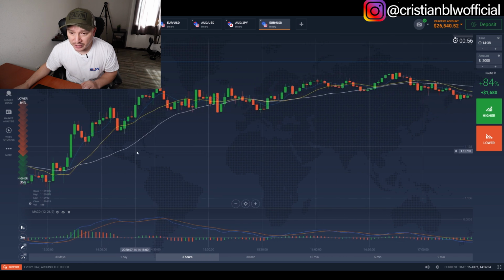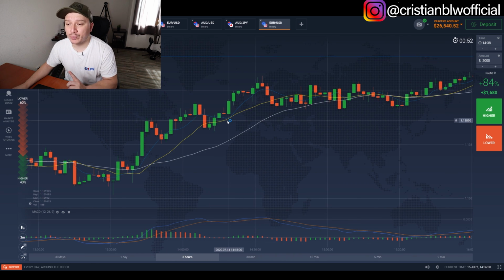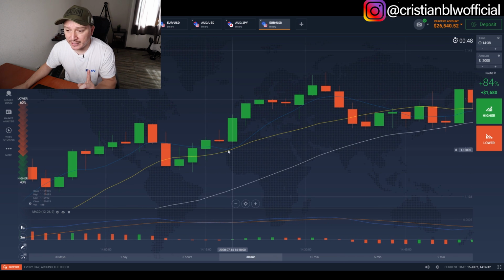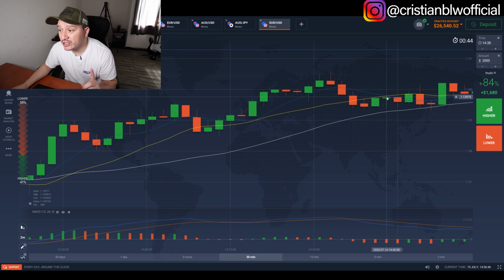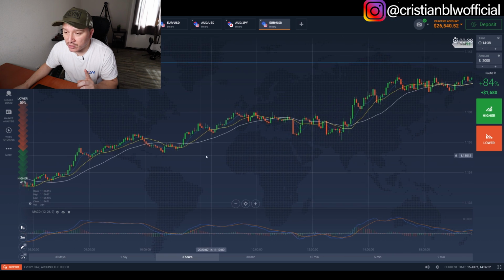Let me look for a new example in here. For example, over here, this is an uptrend. And take a look at this. It was going to be a drop, but then it changed the direction dramatically and it started going up again. This was a drop and it still was out of the money. Does that make sense? So make sure that you actually follow the trend.